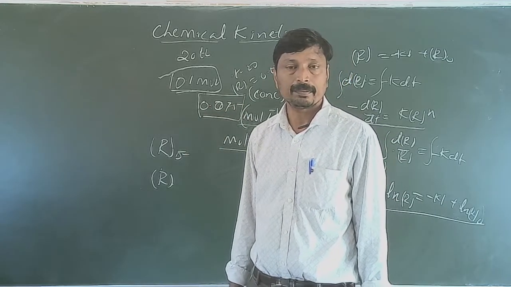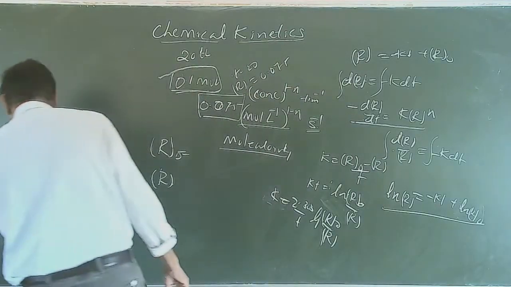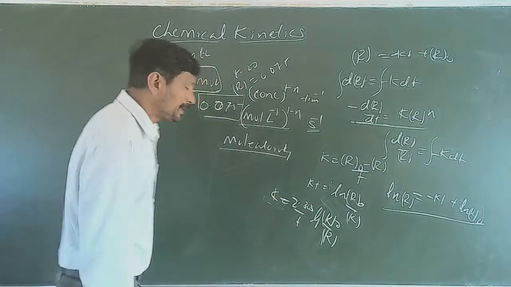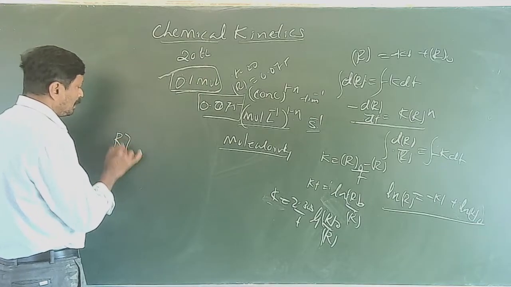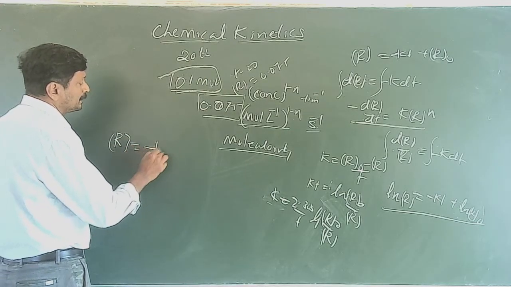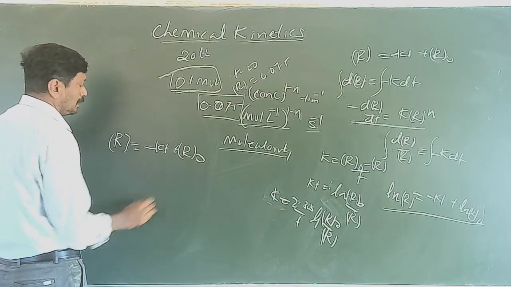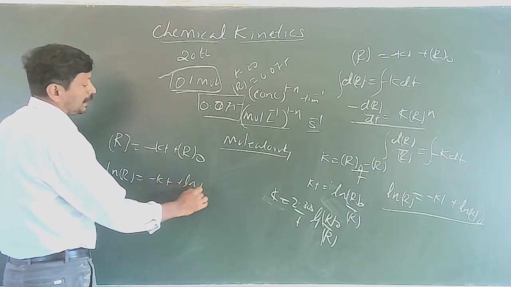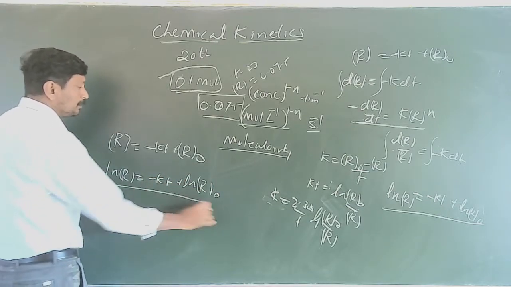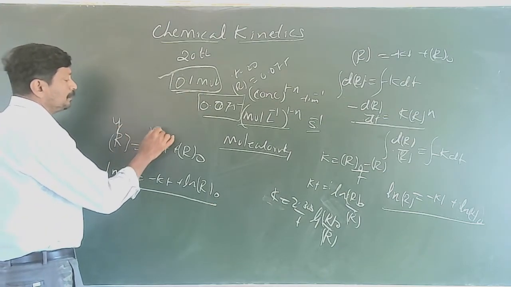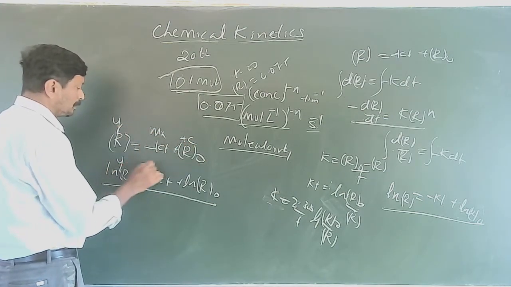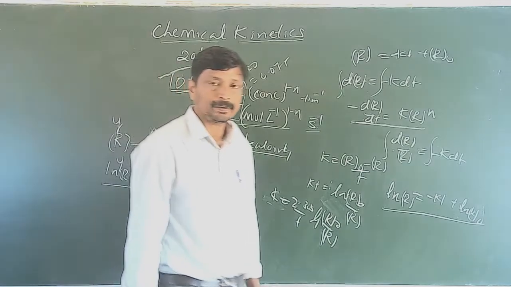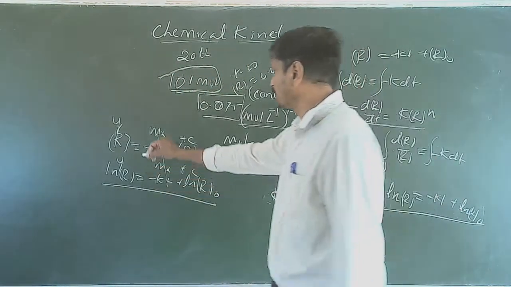You should be able to calculate K. Sometimes graphs are also asked in the exam. For zero order reaction, R is equal to minus Kt plus R naught, and for first order reaction, ln R is equal to minus Kt plus ln R naught. What type of equation are these? Y is equal to mx plus c. Both have a negative slope; the slope is equal to minus k.